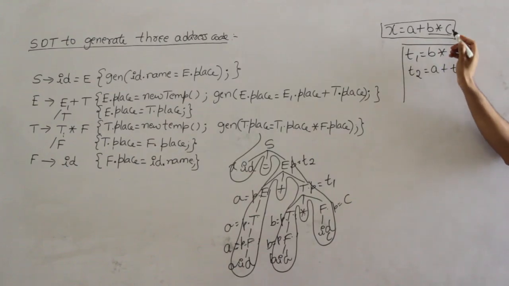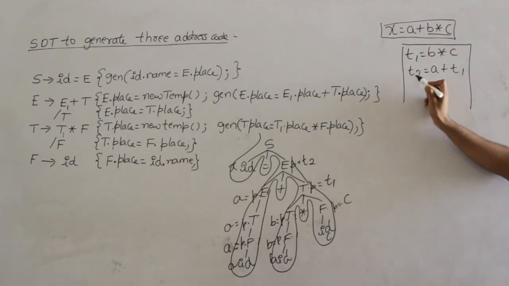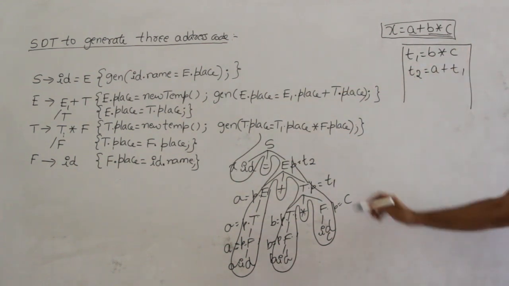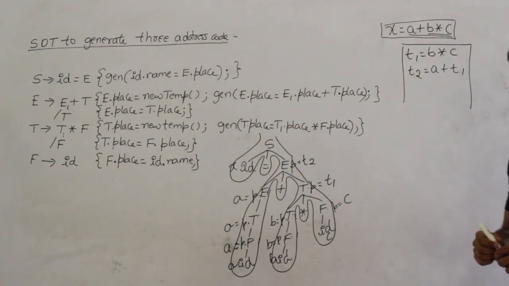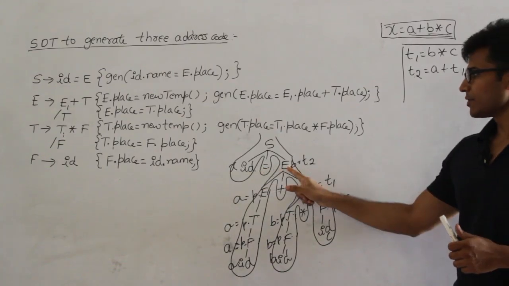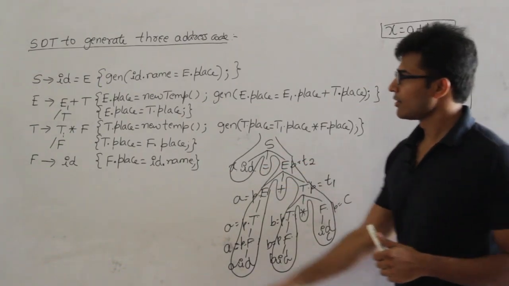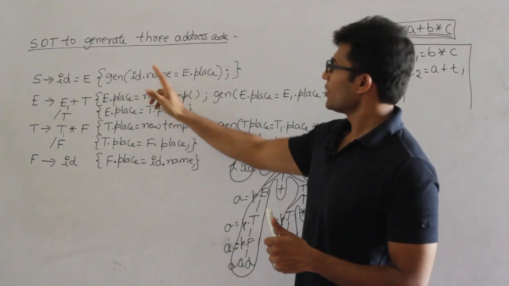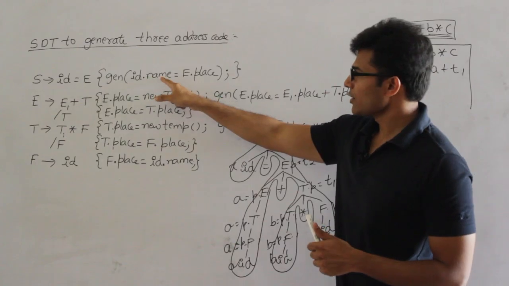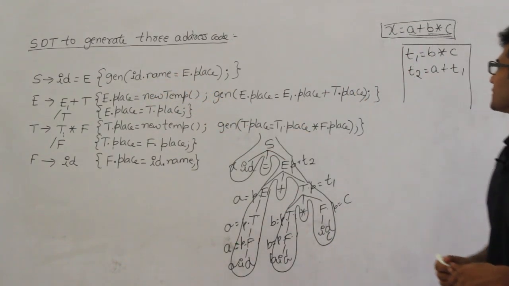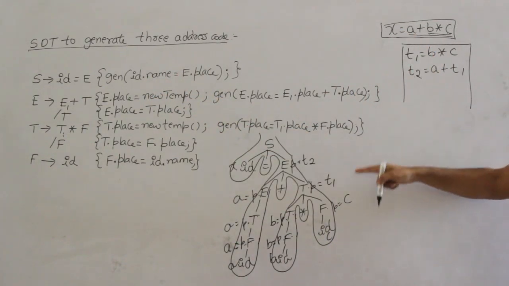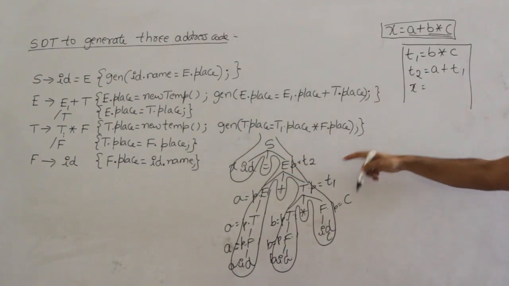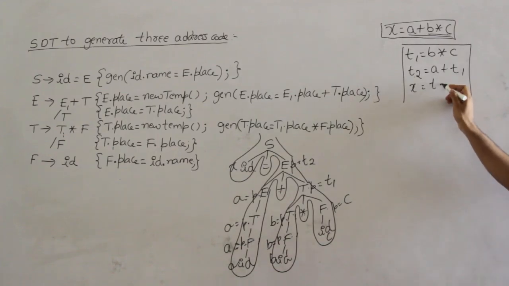See, for this one we evaluated it as t1, and now we added these two and we evaluated it as t2, right? And now again there is a reduction. What is the reduction? ID equal to expression is reduced to S. ID equal to expression is reduced to X. Then what is the action? Action is id.name is equal to e.place. Then what is id.name here? Id.name is nothing but x. X equal to e.place. E.place is nothing but t2.